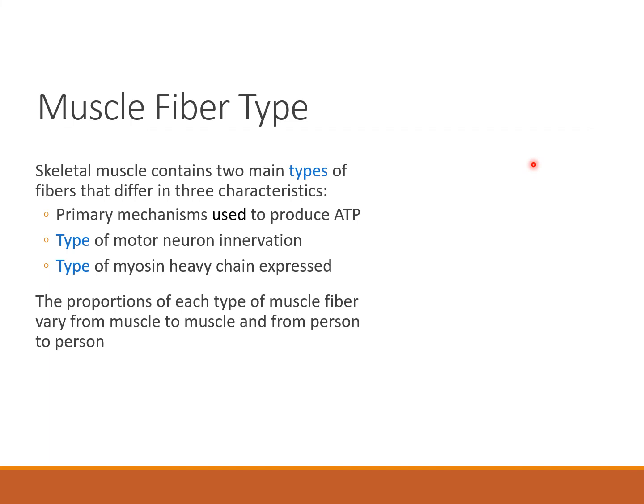Next, we're going to talk about muscle fiber types. Skeletal muscle contains 2 main types of fibers that differ in 3 characteristics. There's the primary mechanisms used to produce ATP, there's the type of motor neuron innervation, and there's the type of myosin heavy chain expressed. The proportions of each type of muscle fiber vary from muscle to muscle and from person to person. Now, you're probably wondering what this slide means. Well, don't worry, we're going to get to that.